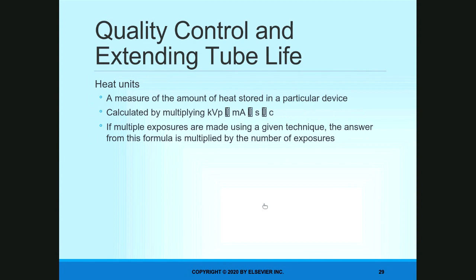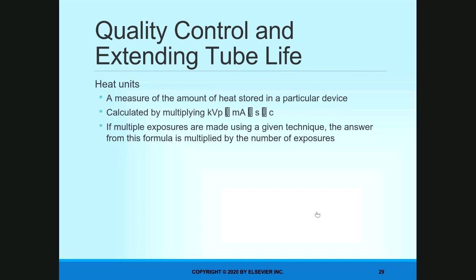So you multiply kVp times your mA times your time, and then the C represents a correction factor, and it depends on your generator type. In the book, it'll tell you that for single phase, you would multiply by 1. A 3-phase 6-pulse generator, you would multiply by 1.35. A 3-phase 12-pulse generator, you would multiply by 1.41. And a high-frequency generator would be multiplied by 1.45.